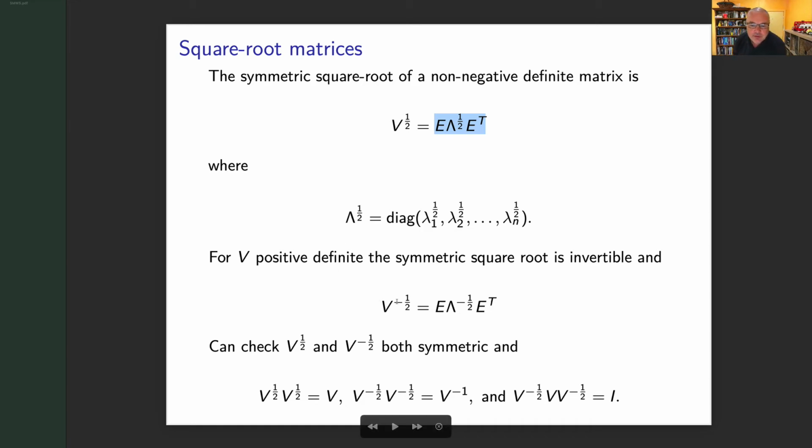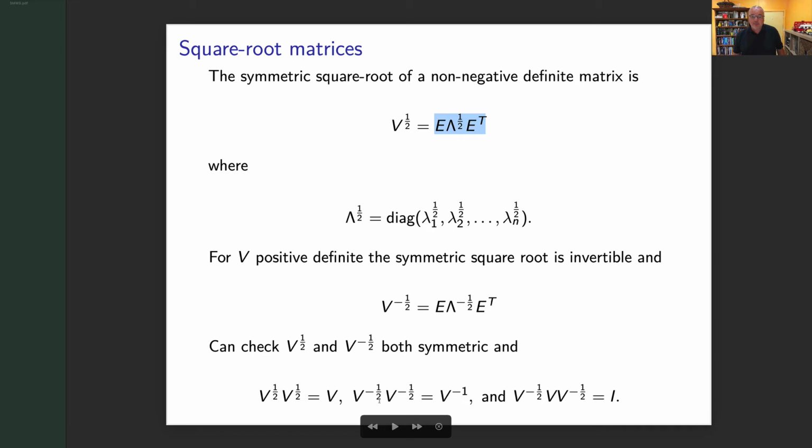Because now my V to the minus half is E lambda to the minus half E transpose. I should just explain what I've done there. So that's the lambda to the half. Where I've got all these lambdas, if I take the reciprocal, I can define that as lambda to the minus half. So that is basically the inverse. But you can see that V to the half times V to the half equals V. So it's like I've got this matrix, which I call V to the half, and when I multiply it by itself, I get V back. So it acts like the matrix version of a square root.